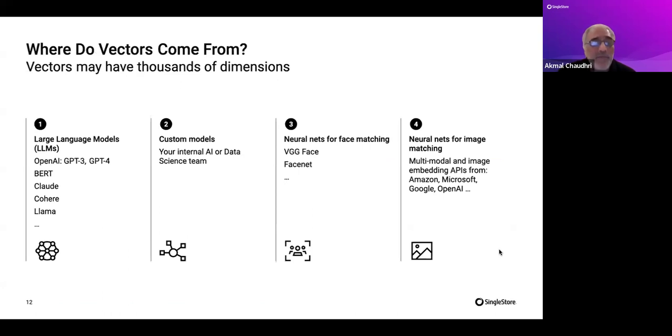So where did these vectors come from? Well, I'm sure you've been working with large language models. This is really thanks to OpenAI, I guess, that we've seen this area grow significantly. But there are other technologies that have been around for a while as well, such as BERT, if you've worked with that. And then you've got other vendors as well, such as Cohere, for example. Custom models, perhaps something you've developed internally within your own organizations, your data science teams, machine learning teams. Maybe you've used things like neural nets, for example. VGG FaceNet, which I mentioned just a few moments ago, and then neural nets for image matching.